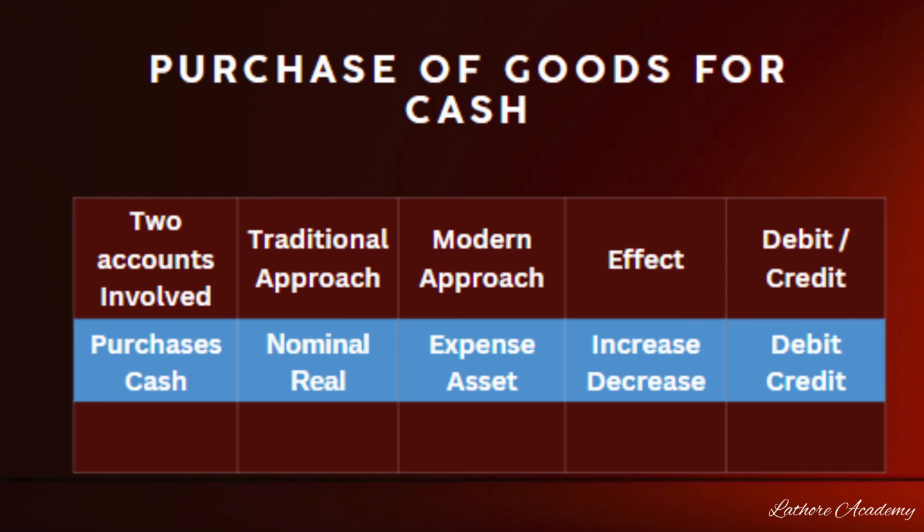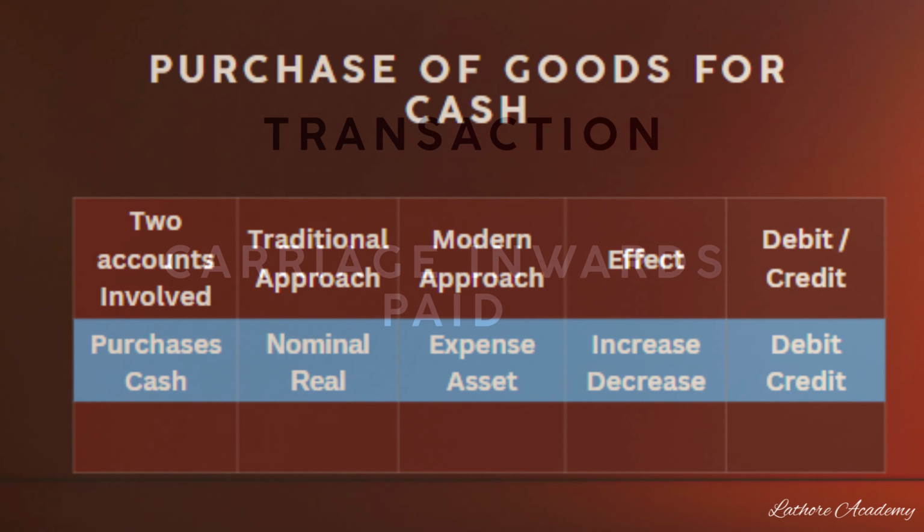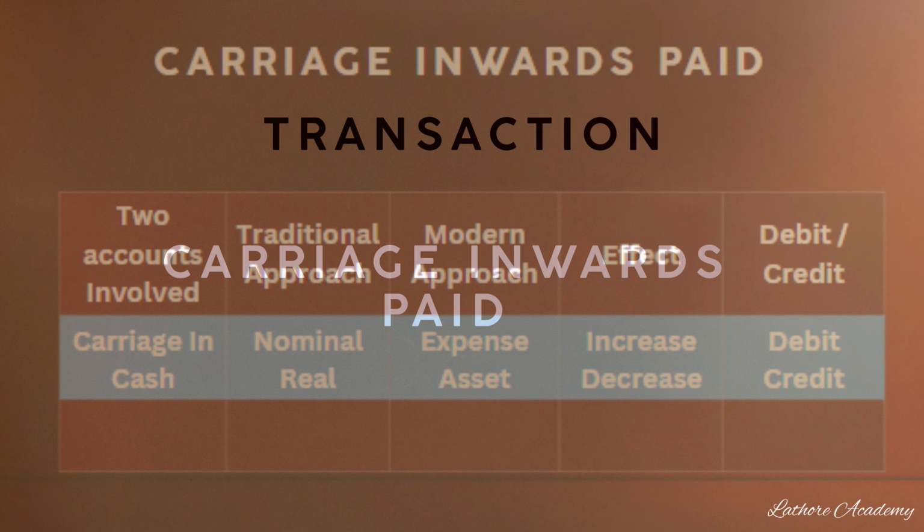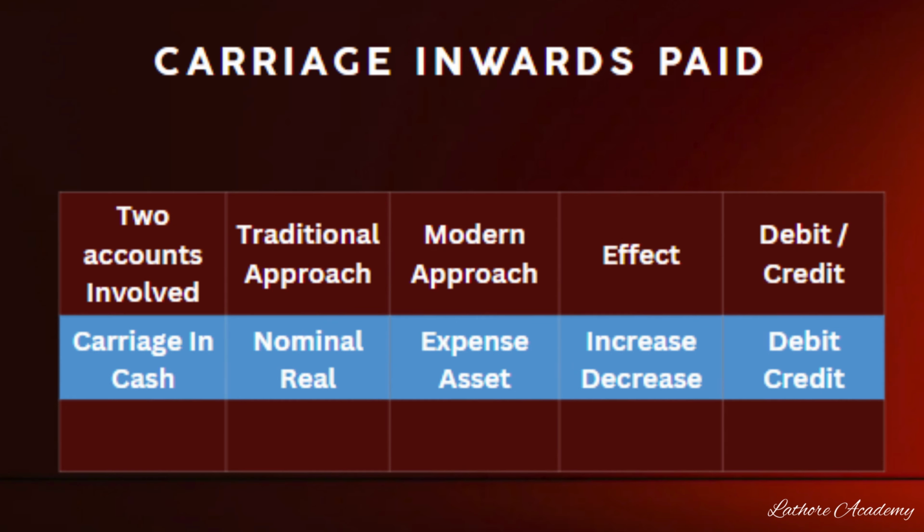So the journal entry will be purchase account debited to cash. Another transaction example, carriage inwards paid. So carriage inwards is basically an example for expenditure incurred by the business while purchasing. Carriage outwards, contrastingly, it is towards sales.